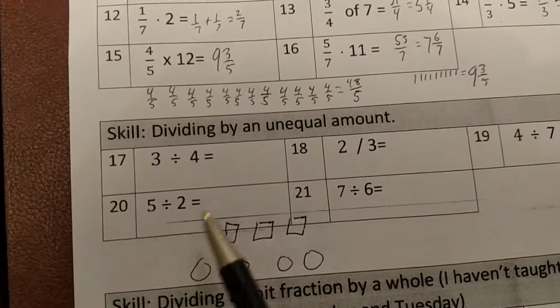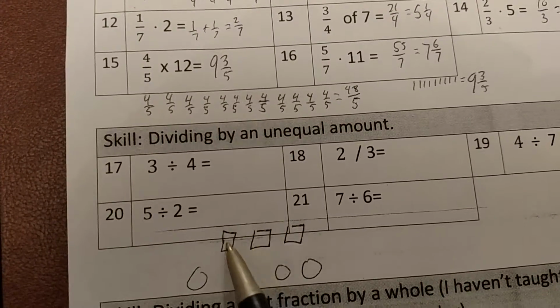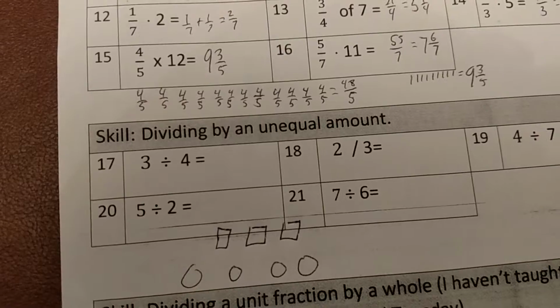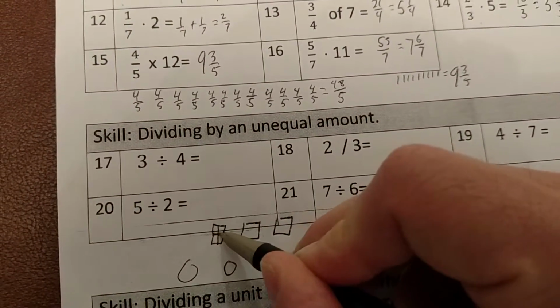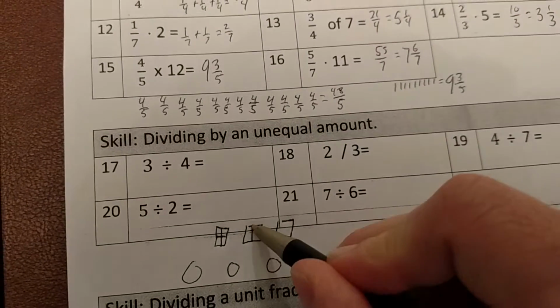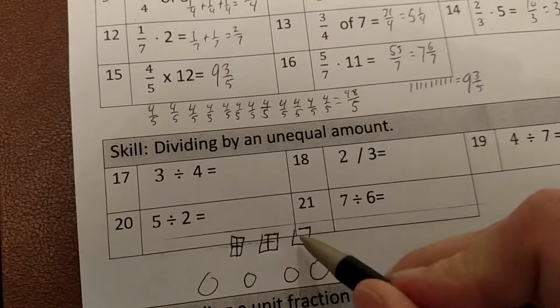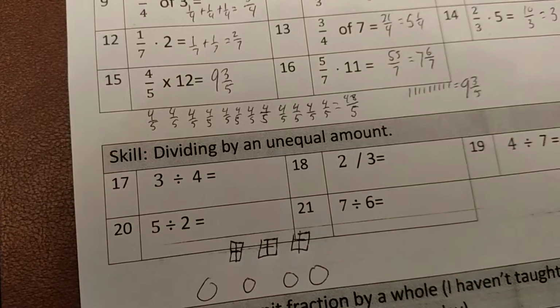So how can we share these 3 bags of chips equally with these 4 people? If I look at each bag of chips, and I cut each one into 4s, because I have 4 people.